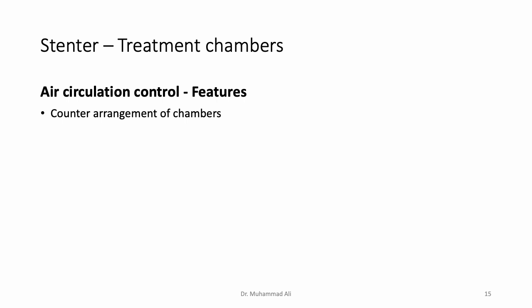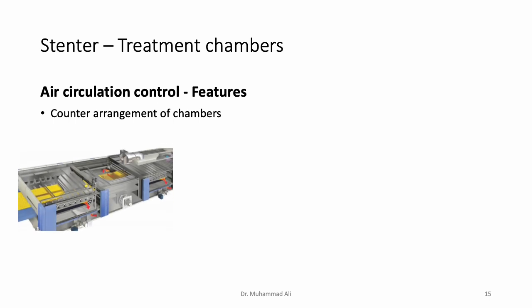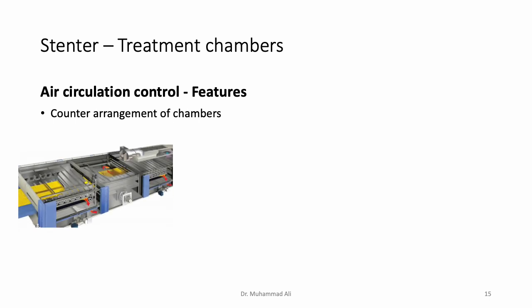There's a fourth feature that helps in ensuring uniform air circulation, and that is the counter arrangement of chambers. You might have already noticed that the Stenter treatment chambers are identical in structure. So whether we have 6 treatment chambers or we have 11 or 12 treatment chambers, their structure is exactly the same. So the chambers are placed alternately, or what is called a counter arrangement.